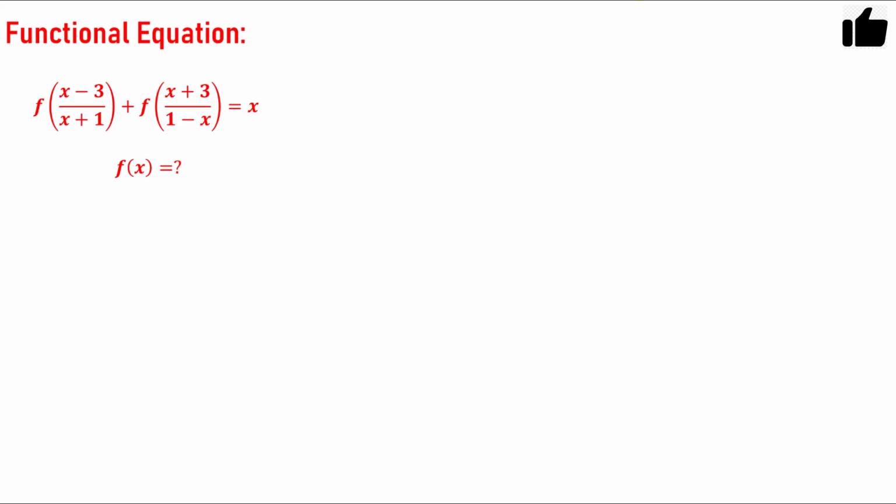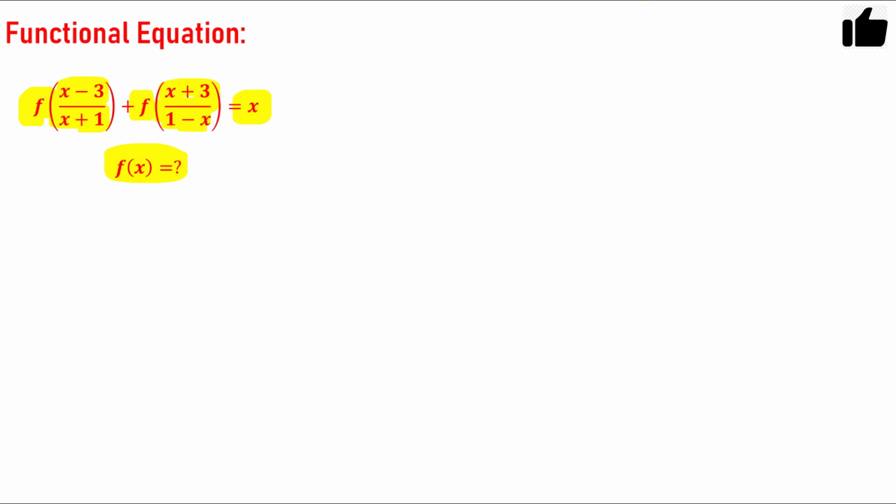Hello friends, in this problem we have to solve a functional equation. It has been given that f of (x minus 3) divided by (x plus 1) plus f of (x plus 3) divided by (1 minus x) is equal to x. Then what is the function? What is f(x)?